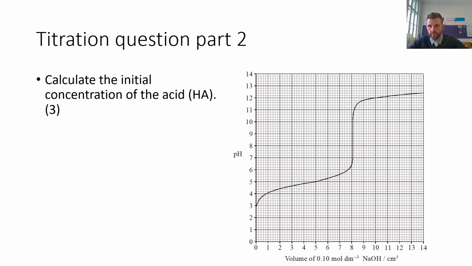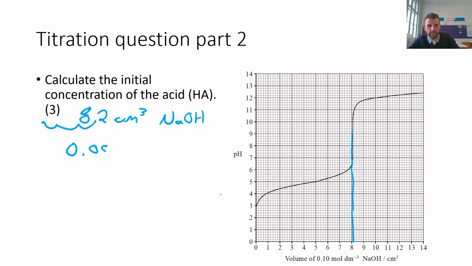Alright, so now after struggling with the graph, and there's no way to show you this, you guys should definitely use a ruler. But I'm going to try my best to go straight down here. And it looks like it's just above 8. It's hard to do on this without a piece of paper to guide my hand. So I'm going to go with 8.2 centimeters cubed NaOH, which is going to be equal to 0.0082 decimeters cubed.